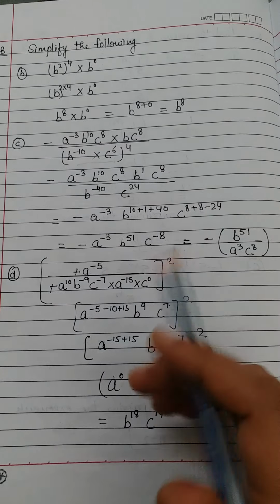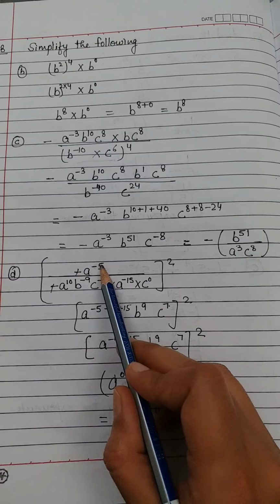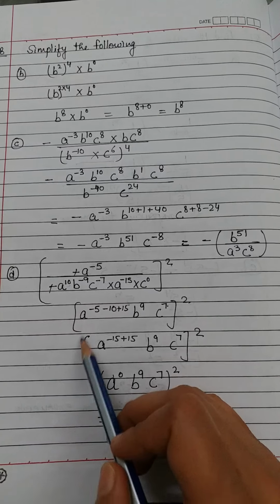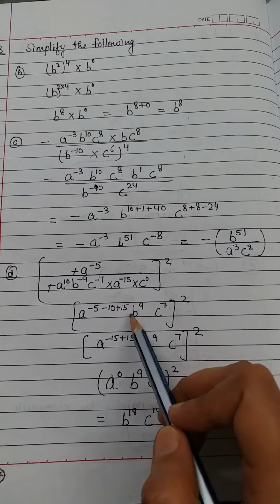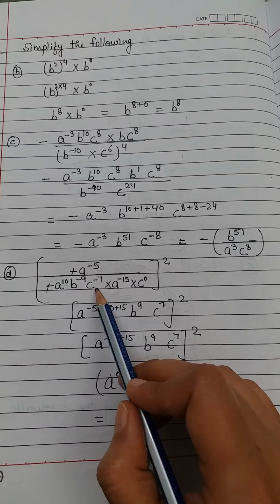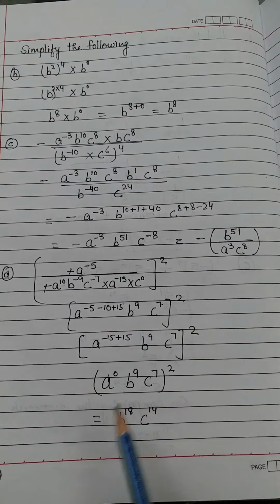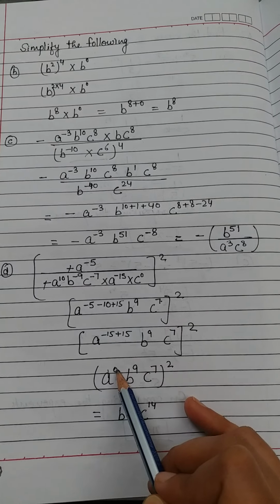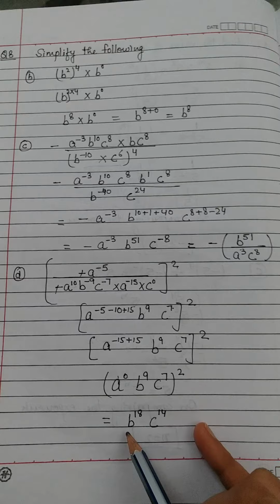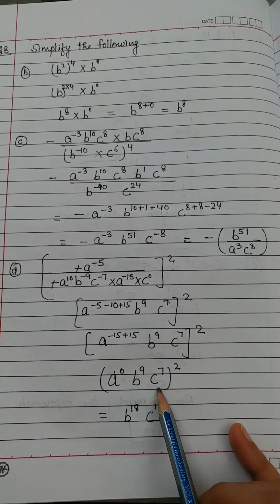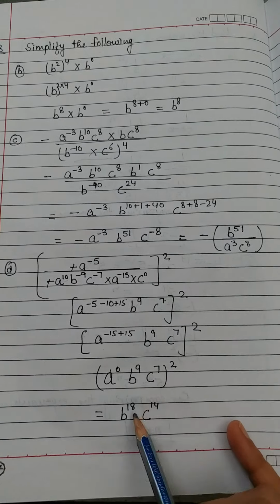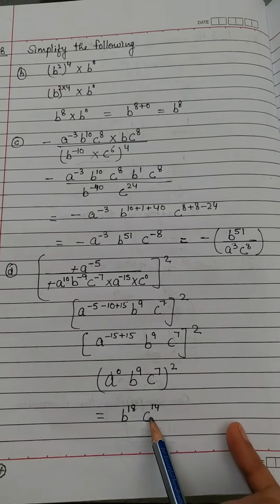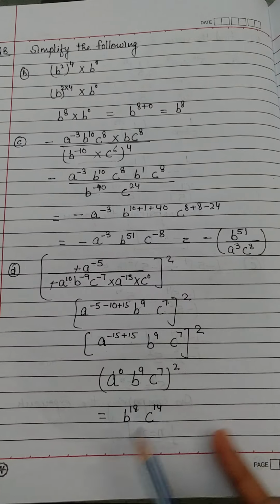Now combine all the powers of a: raised to the power minus 5, this plus 10, minus 15 becomes plus 15. b raised to the power minus 9 goes in the numerator, becomes plus 9. Minus 7 c raised to the power becomes plus 7. It gives us a raised to the power minus 15 plus 15, which becomes a raised to the power 0, and something raised to the power 0 is always 1. So we have b raised to the power 9 into c raised to the power 7 whole square, which we can write as b raised to the power 18, 9 2s are 18, and c raised to the power 14, 7 2s are 14.